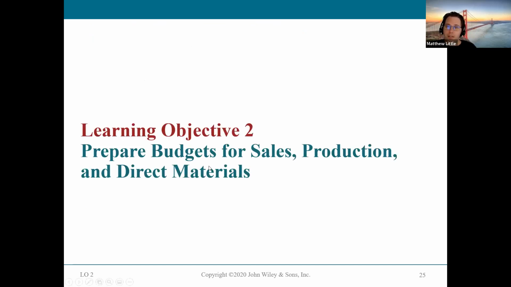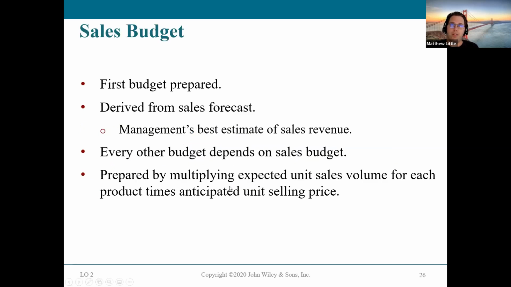The next part of this lesson looks at how do we prepare budgets for sales, production, and direct materials. So typically on the sales, you'll start with, it's the first budget prepared, and it's derived from your sales forecast. Some organizations will do it backwards. You'll develop your expenses required to operate and then come up with sales afterwards, but it's very uncommon. In the not-for-profit world, a little more common perhaps. But then you'll derive that budget from your sales forecast, and it's your management's best estimate of revenue.